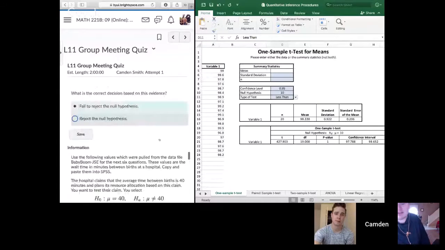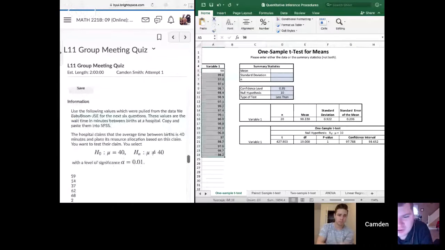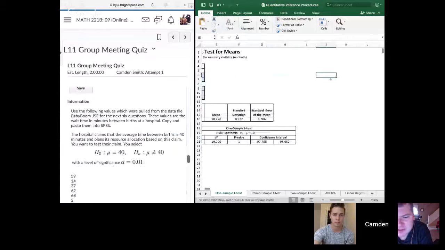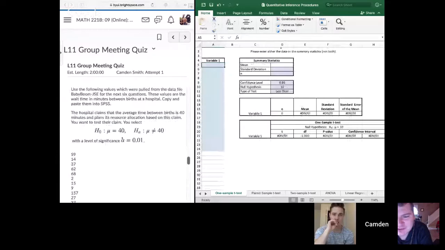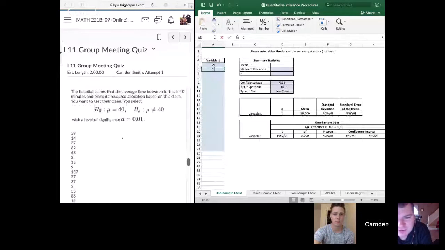I'll read the next section. Use the following values, which are pulled from the Baby Boom data, for the next 6 questions. These values are the wait time in minutes between births at the hospital. Copy and paste them into SPSS or Excel. The hospital claims the average time between births is 40 minutes and plans its resource allocation based on this claim. You want to test their claim. The null hypothesis is mu is 40, and the alternative hypothesis is mu is not 40, for a level of significance of 0.01. So I'm going to start typing in here.